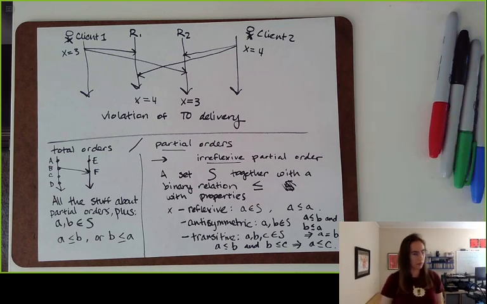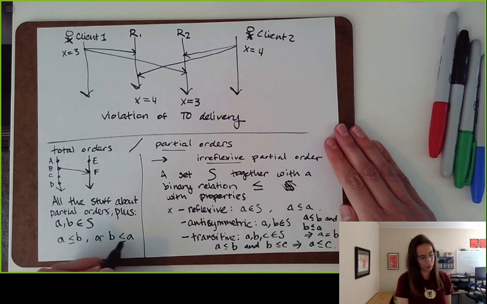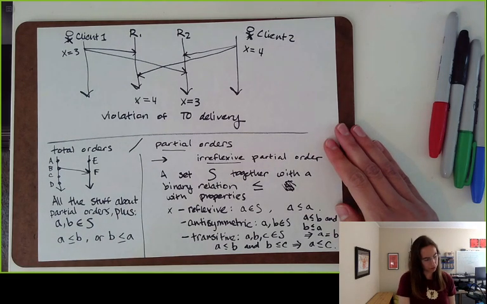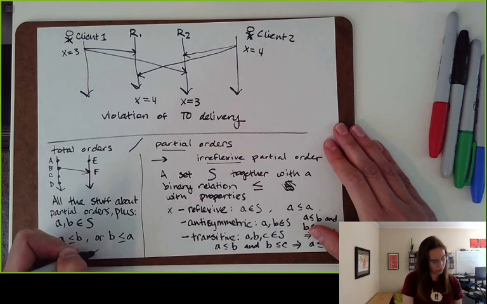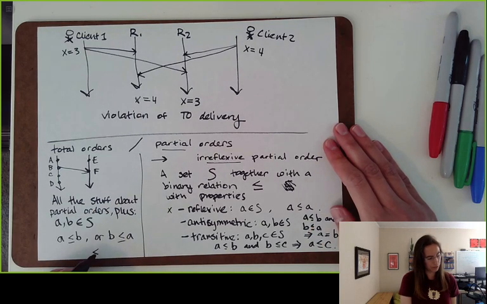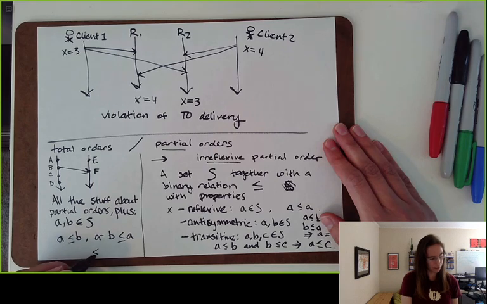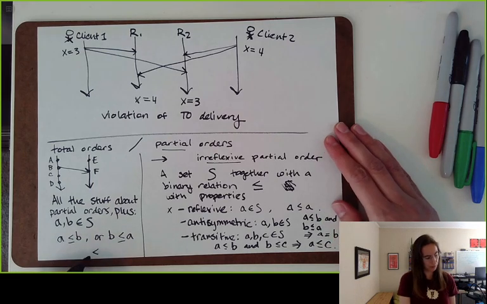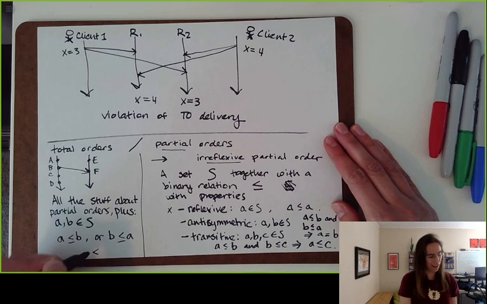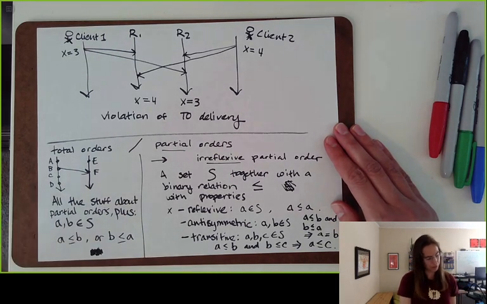Somebody just asked, what's the difference? Why did I have to add this less than or equals instead of less than here? Well, that's actually this irreflexive thing. If I had just said this, that would be like an irreflexive order, because this would be like the less than relationship, and A is not less than A. But we're not talking about that.